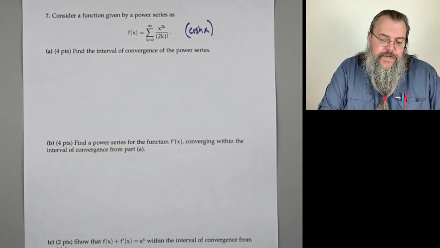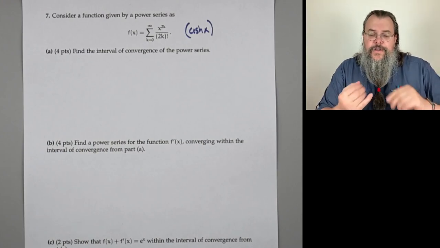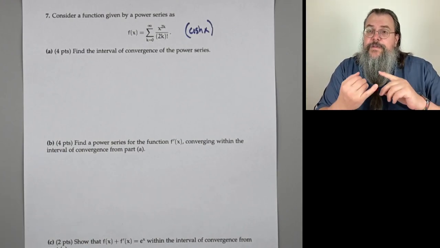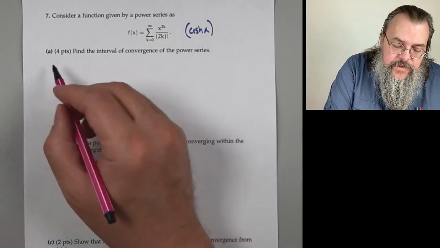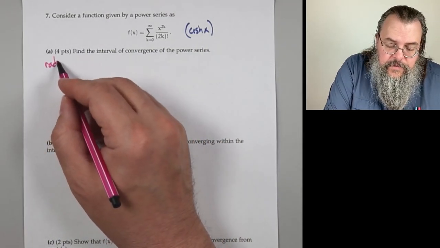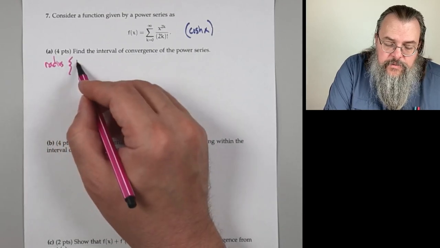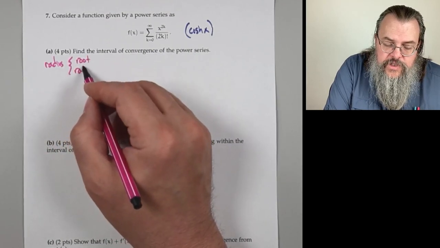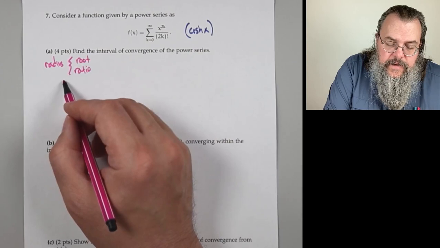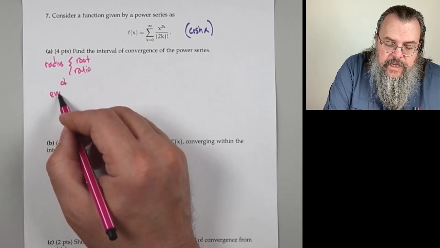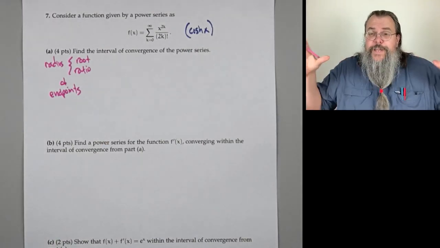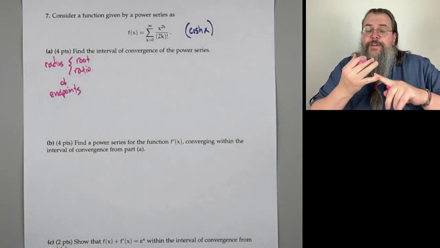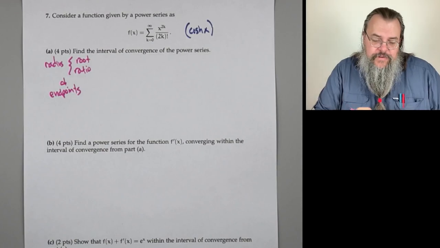Now, how do you find interval of convergence? Well, we first look for radius. So we say, okay, we're after radius first. And for radius, we're going to do either root or ratio, and then we are going to look at endpoints. So that's our process whenever we want interval: radius, either root or ratio, then endpoints.